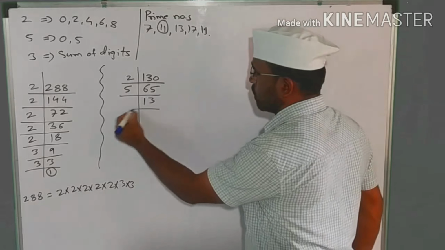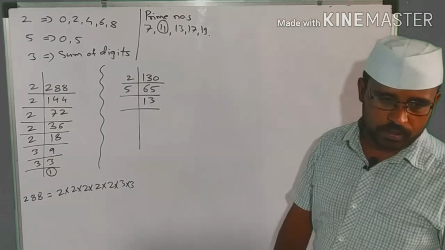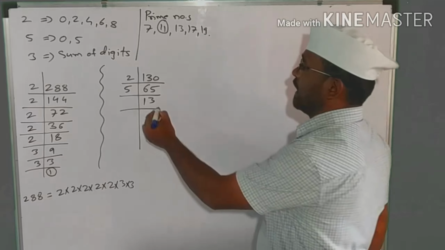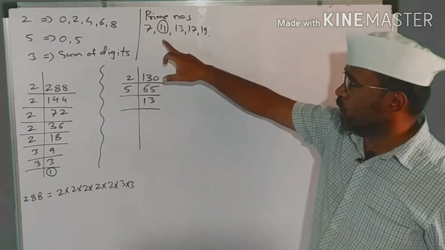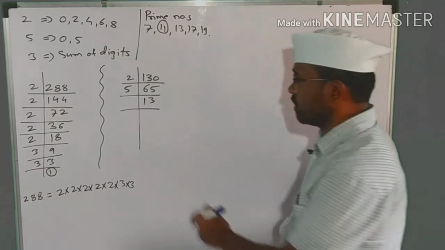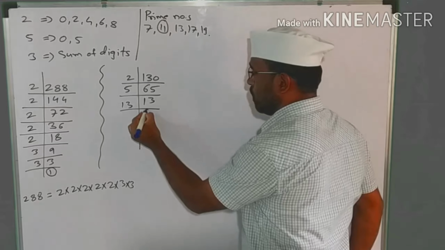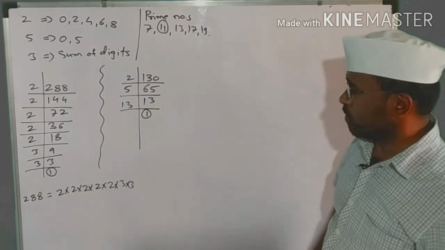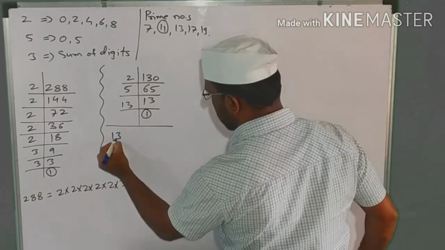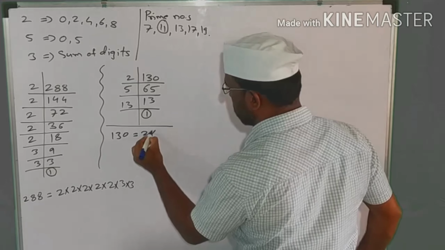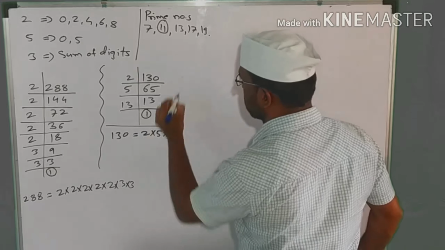Now 13 is not divisible by 2, 5 and 3, so we have to check prime numbers. Is it divisible by 7? No. 11? No. 13? Yes. 13 is divisible by 13 itself, so the answer will be 1, and that will be our final answer. So 130 can be written as 2 multiplied by 5 multiplied by 13.